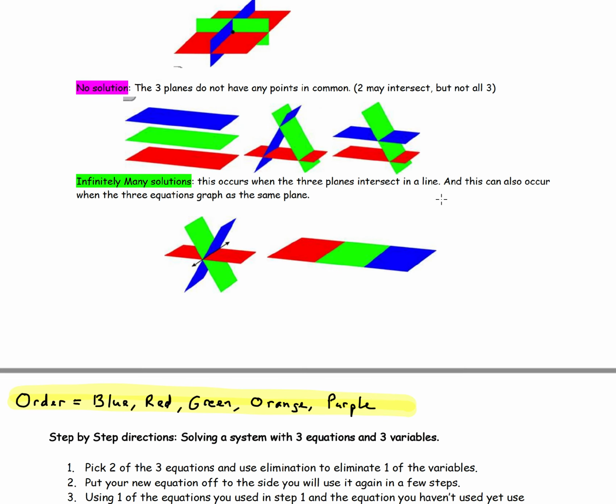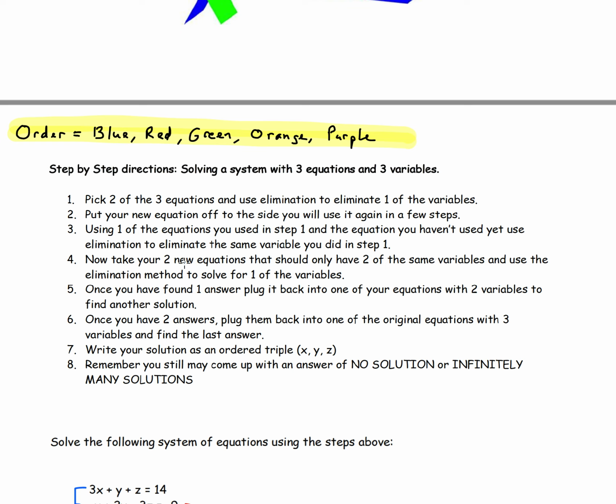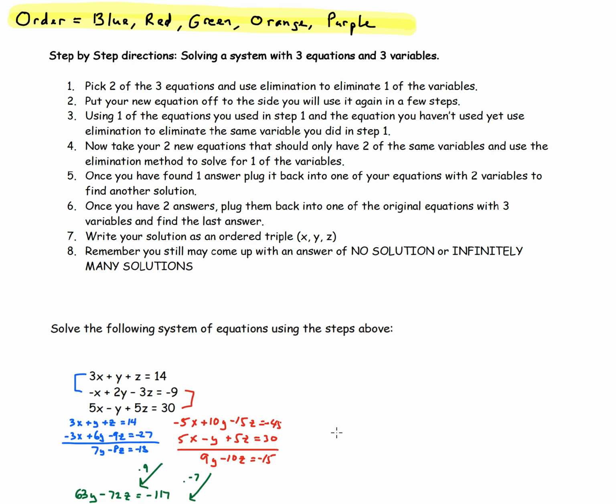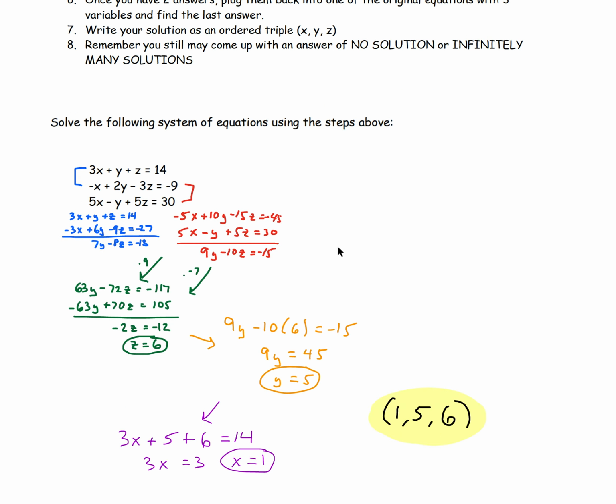Most of the time we're looking at this situation here where we're getting one particular solution. All right, here's the step-by-step directions, and on my key, I do blue, red, green, orange, purple. If you look at this first one, I took the top two equations with my blue and said, let's eliminate a variable, and I happened to eliminate x. I looked at 3x here and negative x here, and I decided that if I wanted to eliminate x, I would multiply the bottom equation by 3, thus setting up elimination.